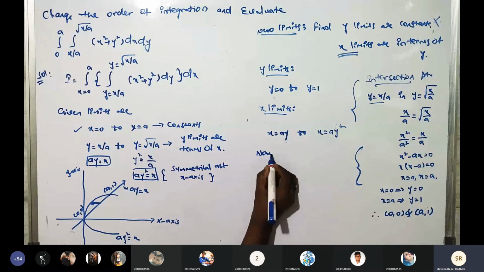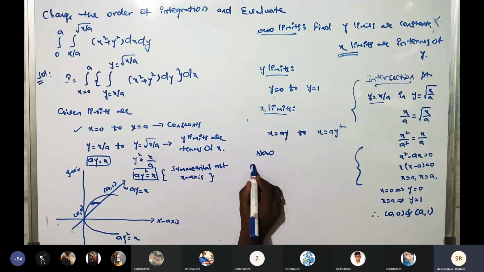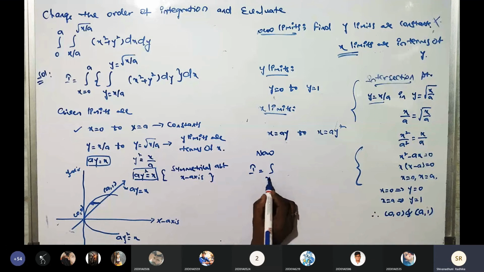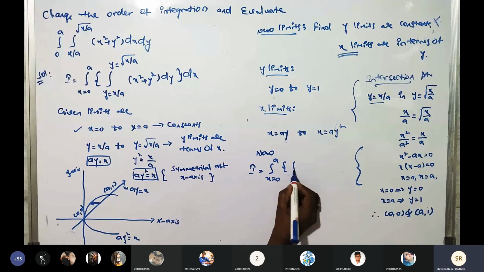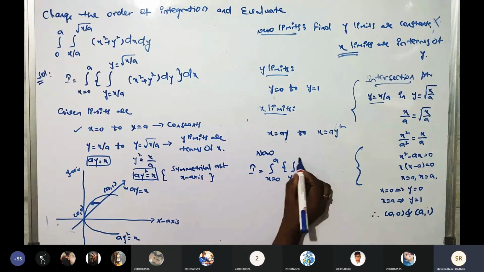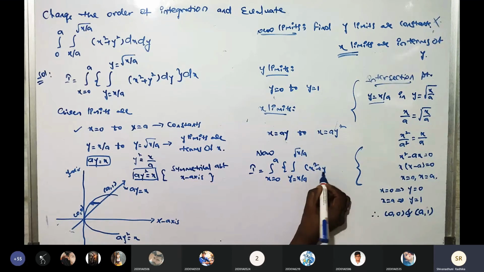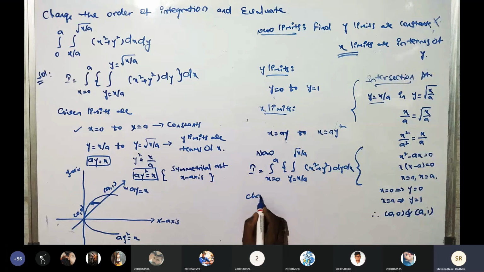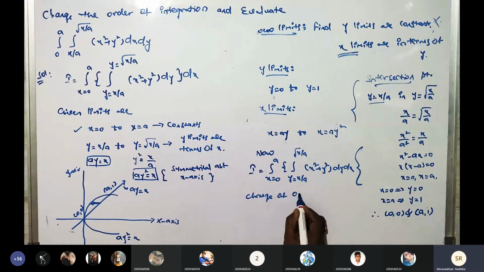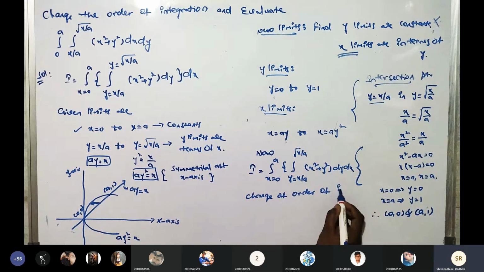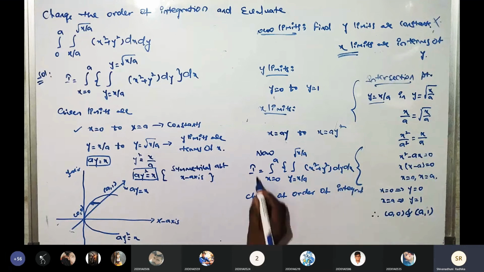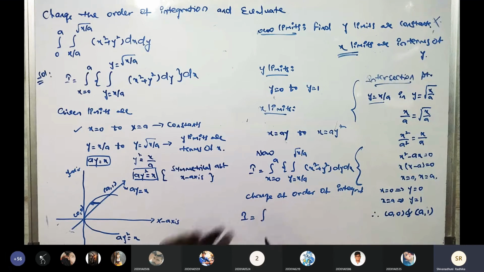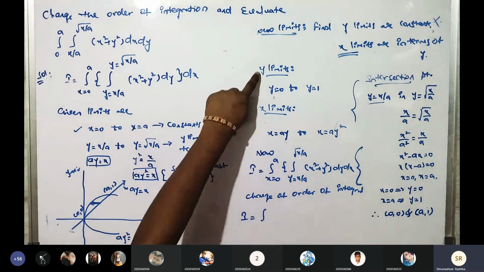Now, what is the given integration here? I equals integral x equals 0 to a, integral y equals x by a to under root of x by a, of x square plus y square dy dx. Now apply the new limits, that means change of order of integration. For the given integral, the x limits are constants, so now we can write the y limits.